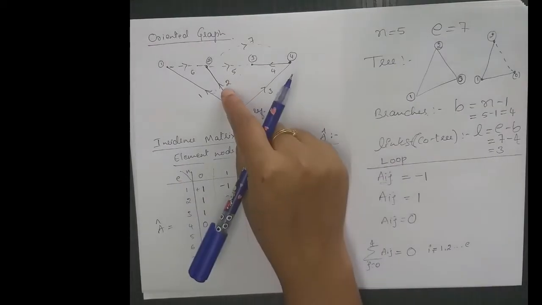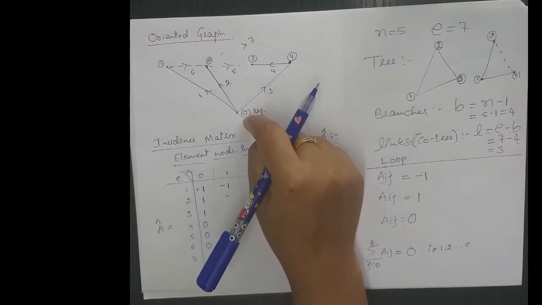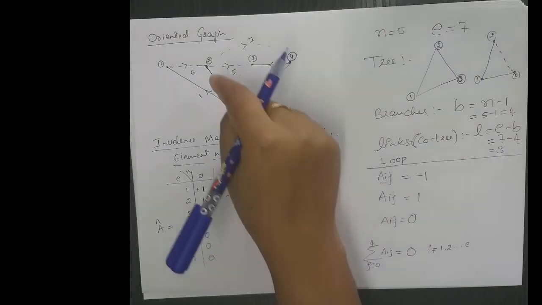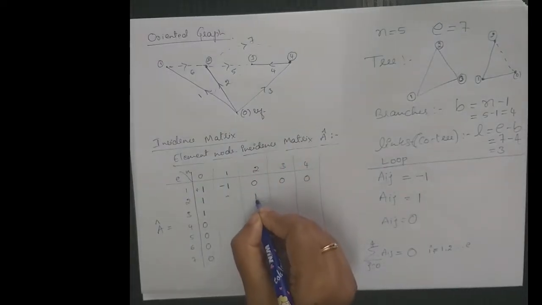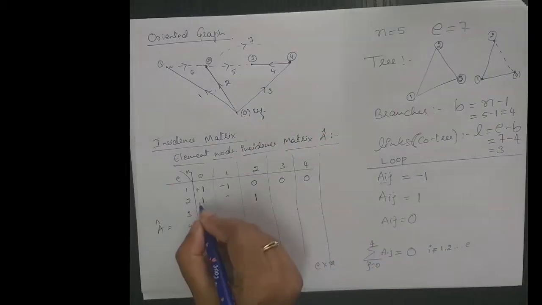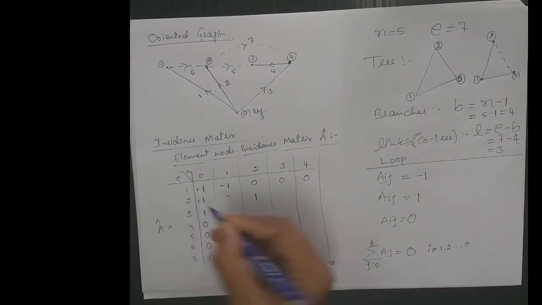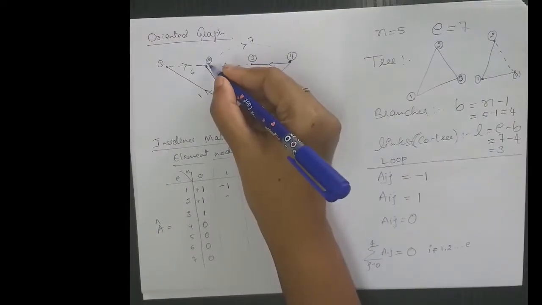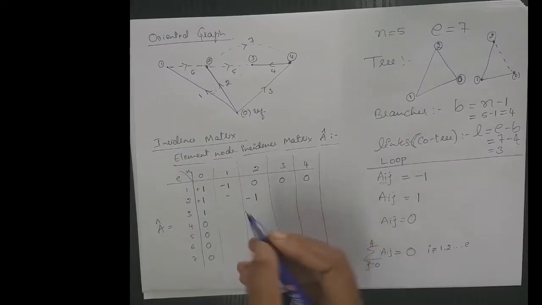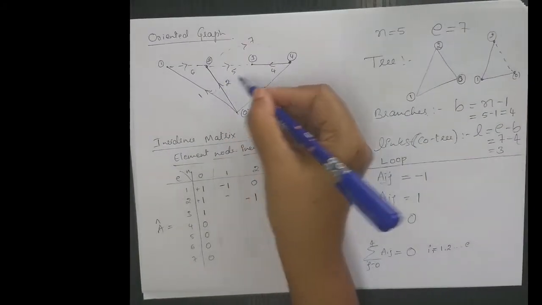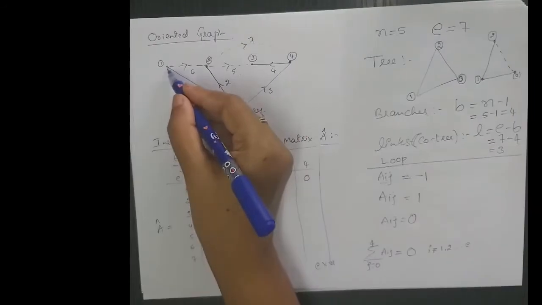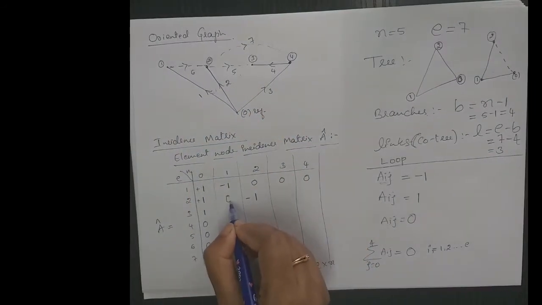Let us take the second element. The second element is incident to node 0 as well as node 2. It is away from node 0, so we take +1, and towards node 2, so we take -1. It is not incident to node 1, node 3, or node 4, so take those as 0.